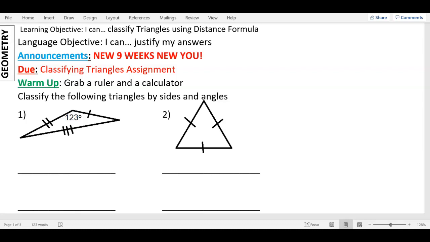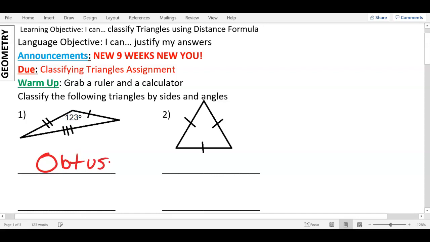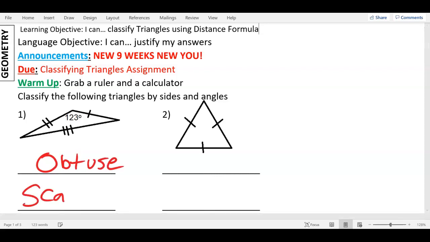All right, obtuse. And then the next one, if all the sides are different, with one tick mark, two tick marks, three tick marks, we call that what? Scalene. So obtuse if an angle's bigger than 90, y'all got to know this word by now. Scalene if all the sides are not equal, if they're all different, right?